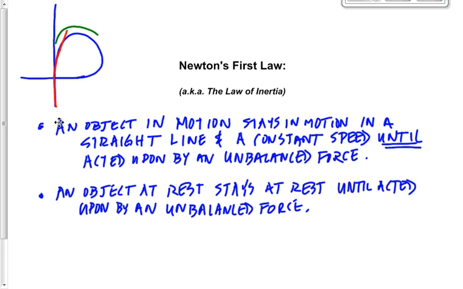That make sense? An object in motion wants to stay in motion, constant speed, straight line, until acted upon by an unbalanced force. An object at rest wants to stay at rest forever and ever and ever until acted upon by that unbalanced force. Okay?